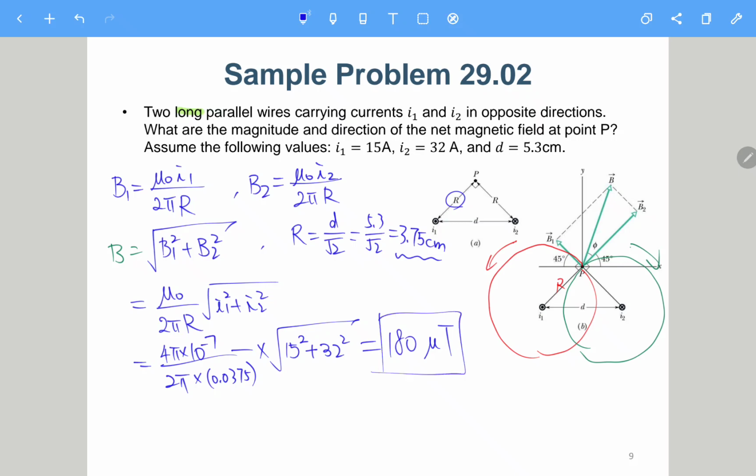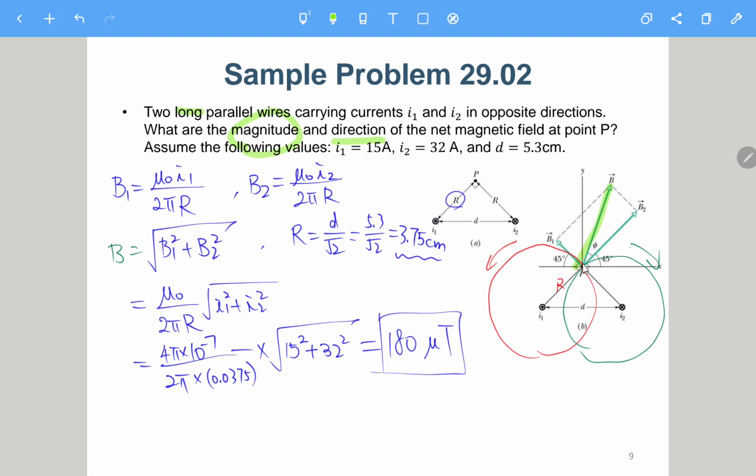Okay, so this is the magnitude. Now we are asked for the magnitude and also the direction. Here we would like to find the direction. What is the direction of this one? Actually, you can just decompose B1 and B2 along the x-axis and y-axis, and then add them together. But it makes things more complicated.